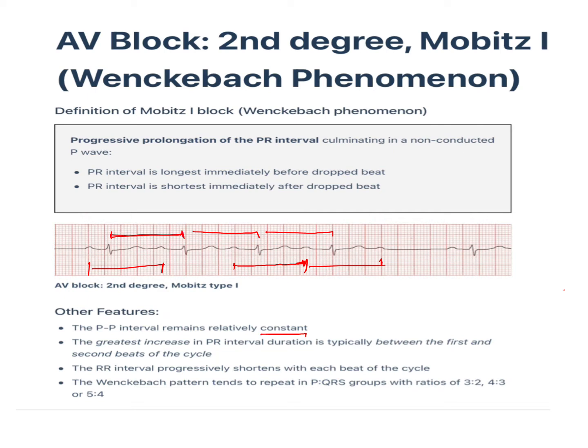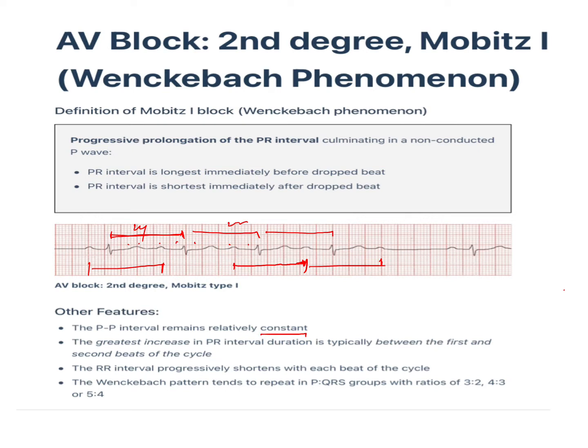If we count the small boxes, 1, 2, 3, 4, almost 24 small boxes. If we calculate here, 1, 2, 3, 4, this will be 22. Similarly, there will be progressive shortening of the RR interval with each beat of the cycle.